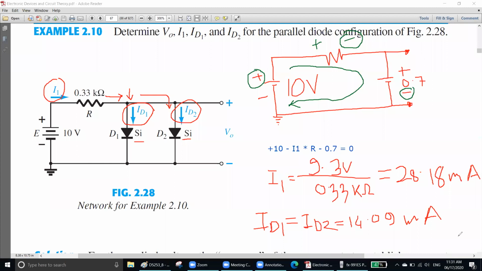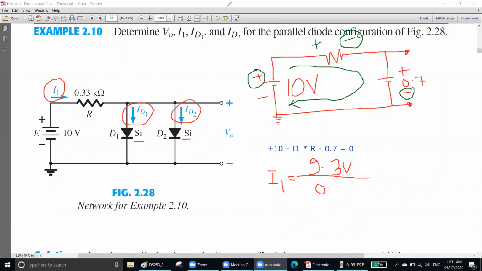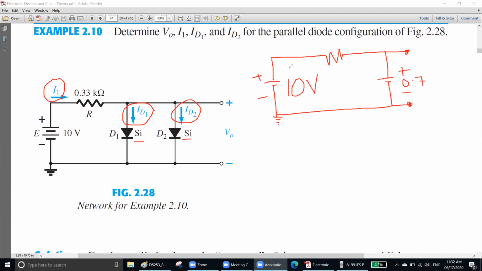Okay, you understood this? Now come to your question. Now see here, I'm going to draw another plus 0.7, because you told me, sir, we have two silicon diodes, so why have we done only 0.7, right? Okay, now I'm going to draw two 0.7. This is your plus, this is your minus, 0.7.